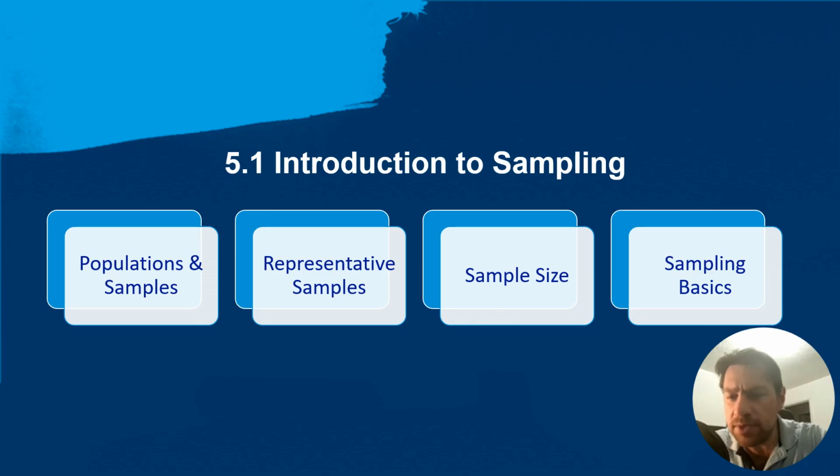So this will be section 1 of chapter 5, which will serve as an introduction to the topic of sampling. We will discuss the relationship between samples and populations. We'll talk about representative samples. We'll talk about the importance of sample size and also discuss sampling basics.